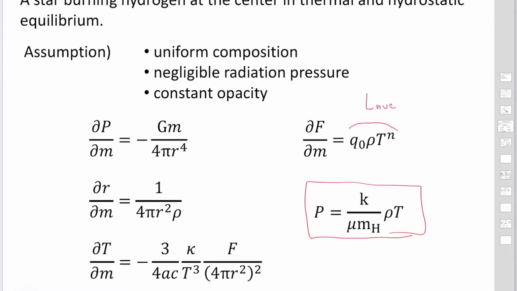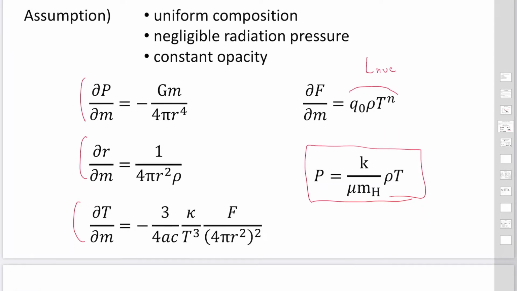First equation is hydrostatic. The second equation, mass conservation. Third equation is a flux determined by the temperature gradient. And the energy production rate, L nuc, is equal to the gradient of the flux. The last one is pressure is determined by the gas pressure. To solve these equations is quite difficult. But we'd like to find some characteristic of these equations, and we use dimensional analysis.